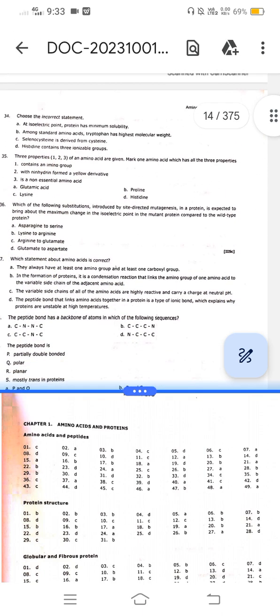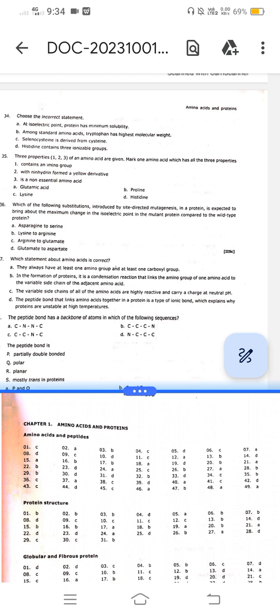Then next, choose the correct statement. 34. C. Selenocysteine is derived from cysteine. Yeah, that's right. Histidine contains 3 ionizable groups. That's not true. Among standard amino acids, tryptophan has highest molecular weight. That's also not true. And no, I'm sorry, that's true. That was a mistake. So learn from my mistake while you answer questions. And say Janet, just avoid this mistake of mistaking between correct and incorrect statements. So here we need to choose the incorrect statement, and that turned out to be the third one.